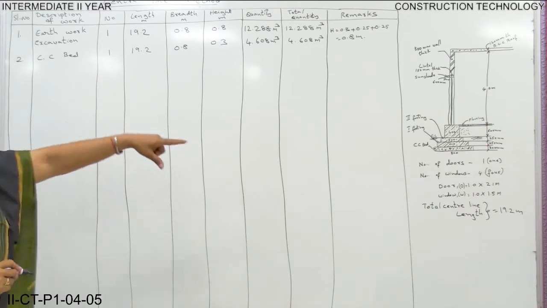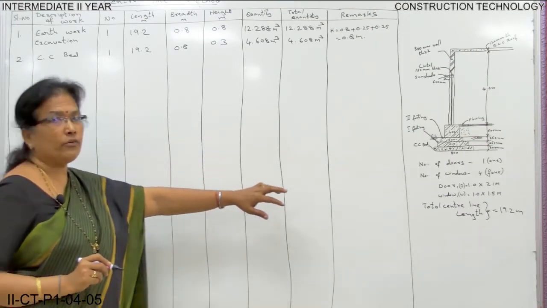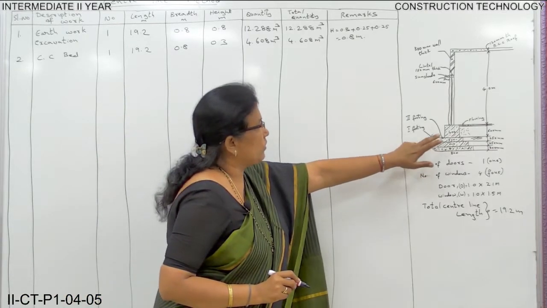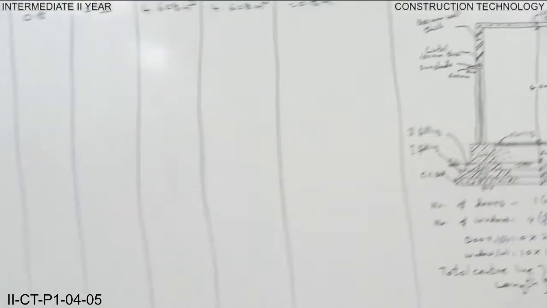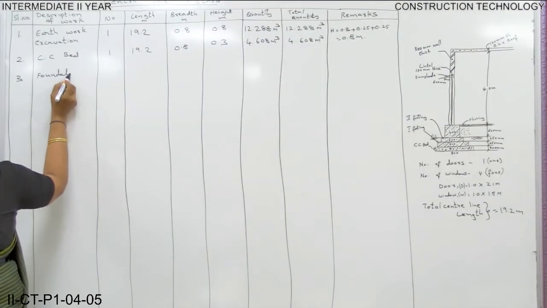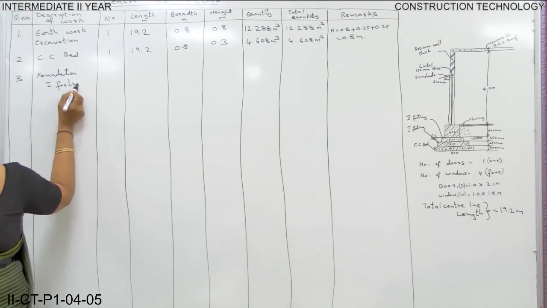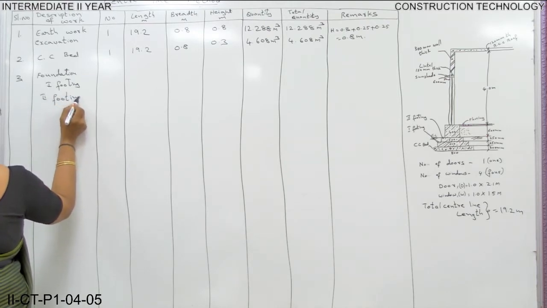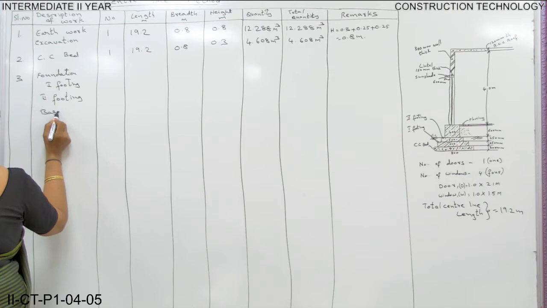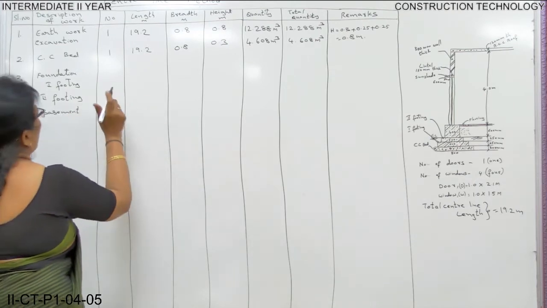Now next, after CC bed, what is next? We are going to foundation. In foundation, we have to calculate for first footing, second footing and basement. Now, third is foundation. In that, first footing, second footing, basement. Now, let us take the values.